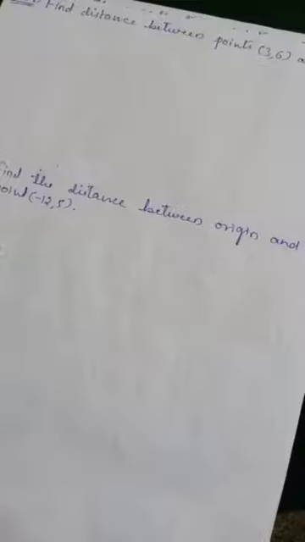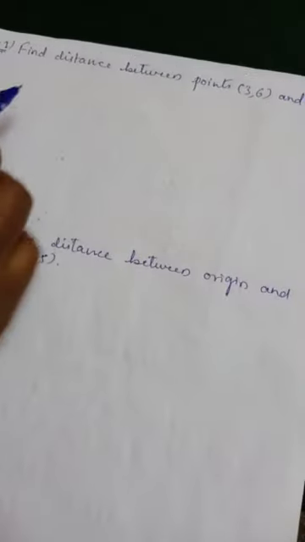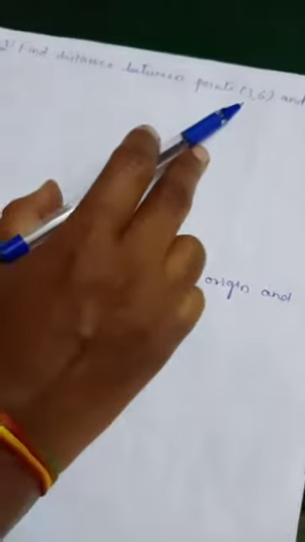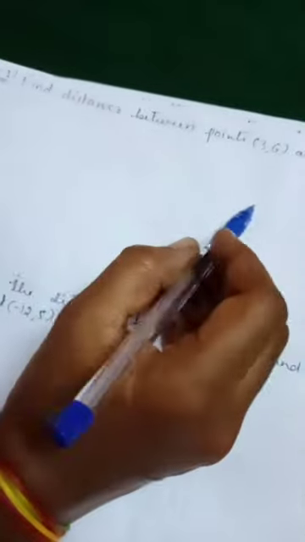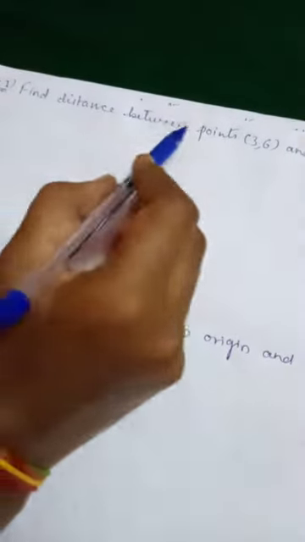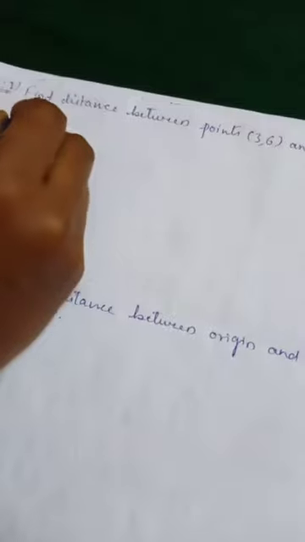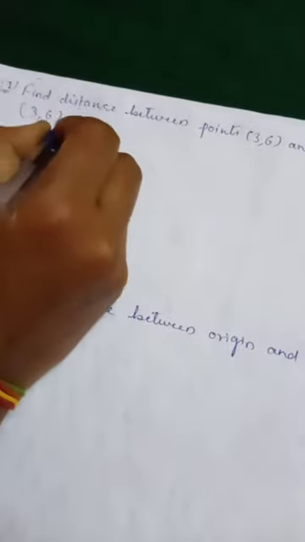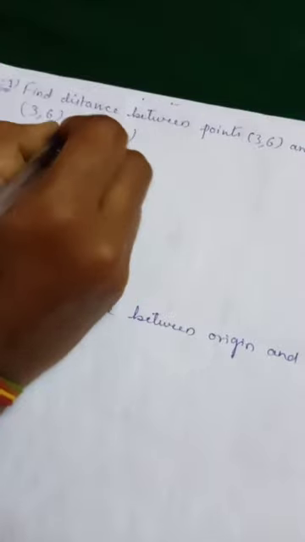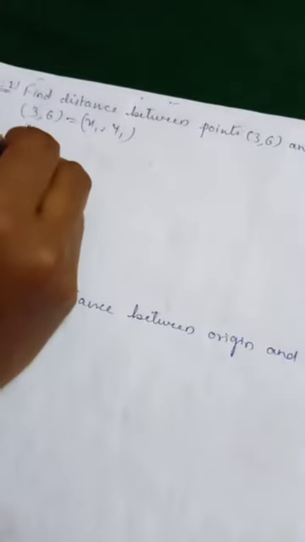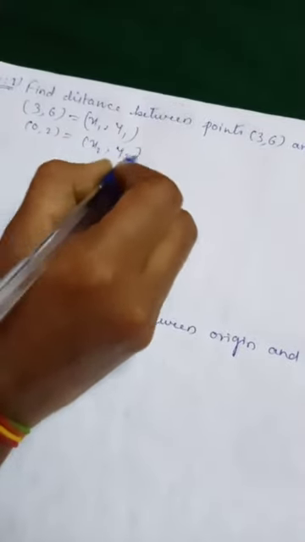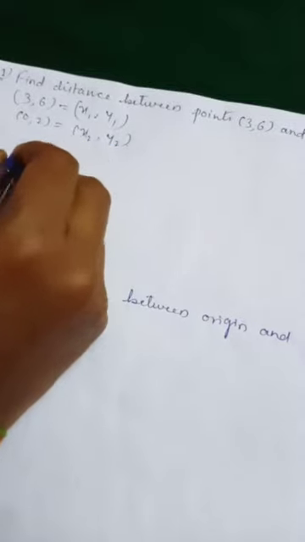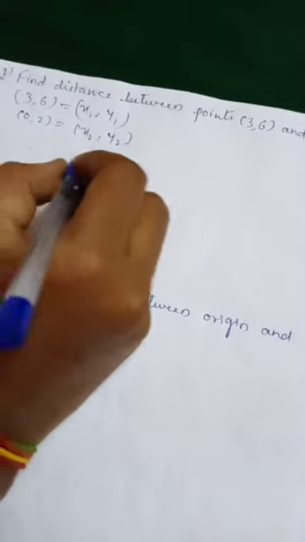So let us take one example. Let's look at our first question here. The first question is: find the distance between points 3, 6 and 0, 2. Let's say 3, 6 is equal to x1, y1 here. Then 0, 2 is equal to x2, y2. So by using the distance formula, what do we get?